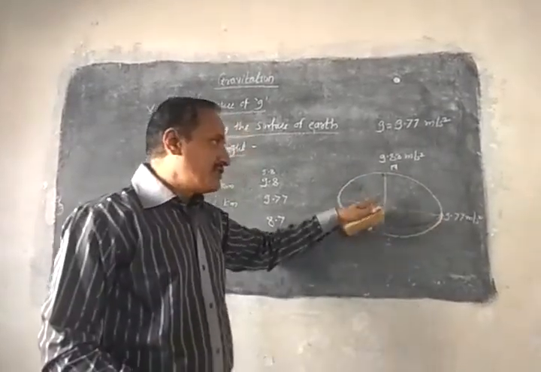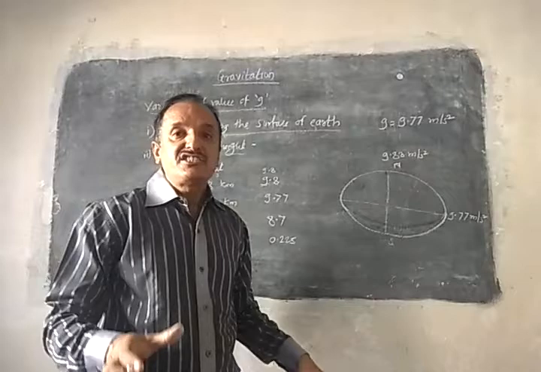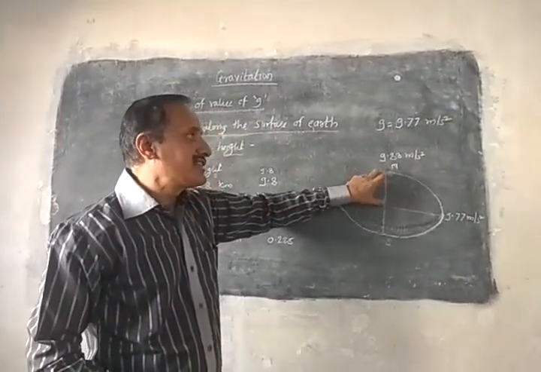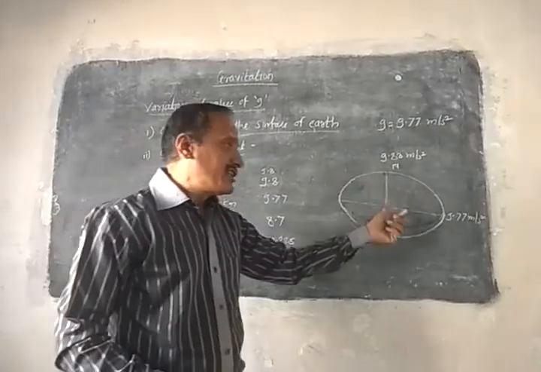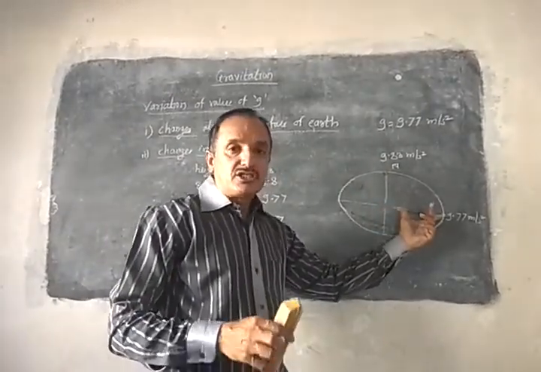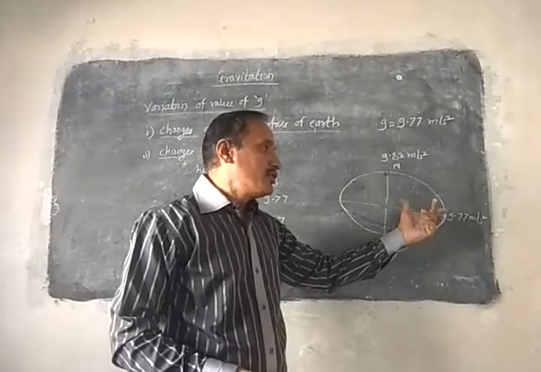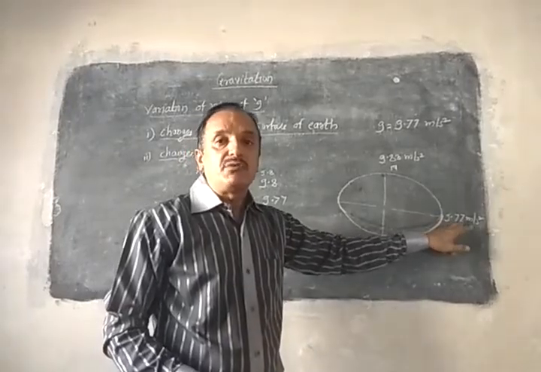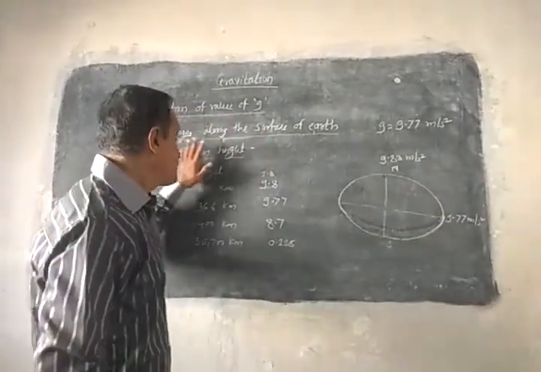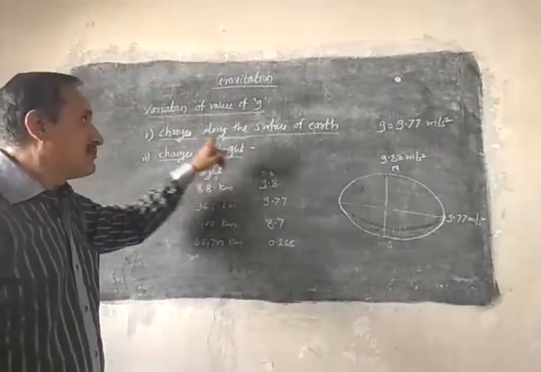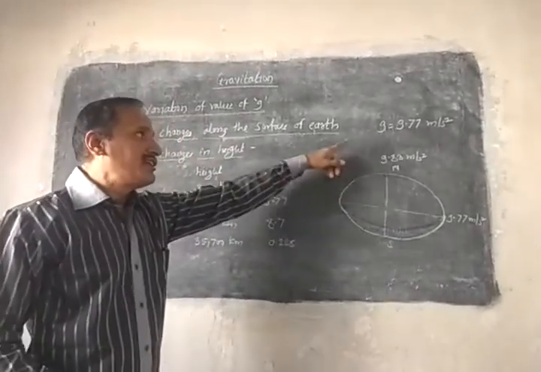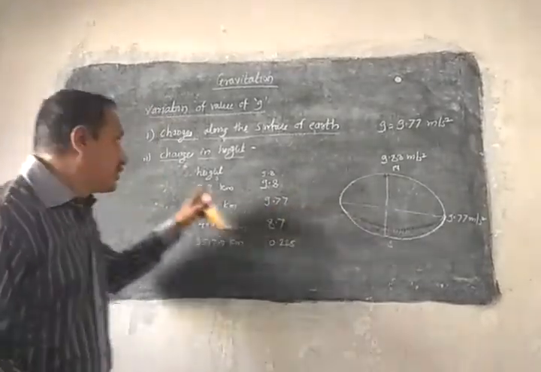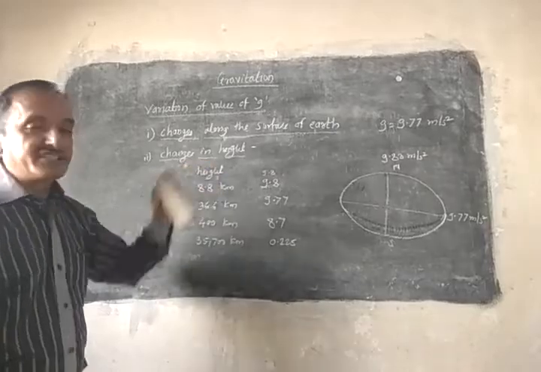It is because there is a variation in the gravitational force. If this part is near to the center of Earth, the value of g is greater, and this part is a little farther, with more distance, so the value of g at the equator is 9.77 meter per second square. So because of the different, non-spherical shape, we get a different value of g. It means the value of g varies. Now the second factor is the change in height.